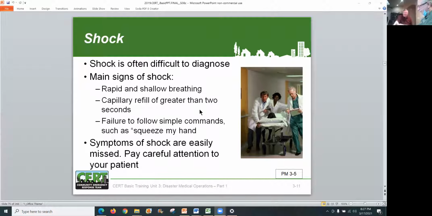So for basic first aid, blanching is a really good indicator. It's delayed, and sometimes you can even do it on a finger, or about a palm.